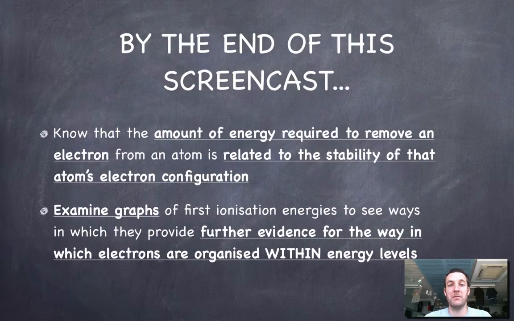Okay, so hopefully at this stage you're thinking that you know something about how the stability of an atom is related to the amount of energy required to remove an electron from it, and you've seen the graphs. Well, hopefully you have seen the graphs if you've watched this film, but you've noticed the similarities and the differences between them and the successive ionization energy graphs, and we've considered how these new graphs are giving us more evidence for the electron structure within atoms.